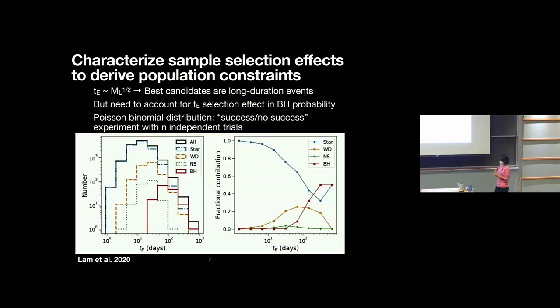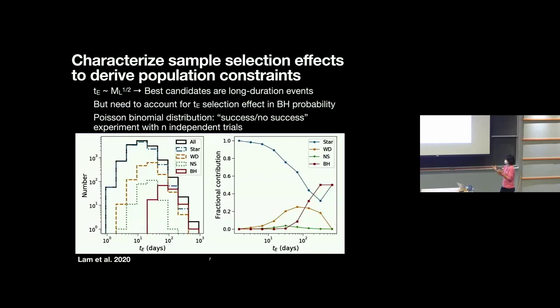Jessica showed this plot earlier of the crossing time distribution of all types of lenses, including black holes. On the right, I'm showing a similar version of this plot, except now, at some given crossing time scale, it shows the fractional contribution of these different types of lenses. What you'll see in the red is that as you get to longer time scales, black holes contribute a larger fraction of those events. You need to account for that in your selection to determine how likely you are to get a black hole in your sample.